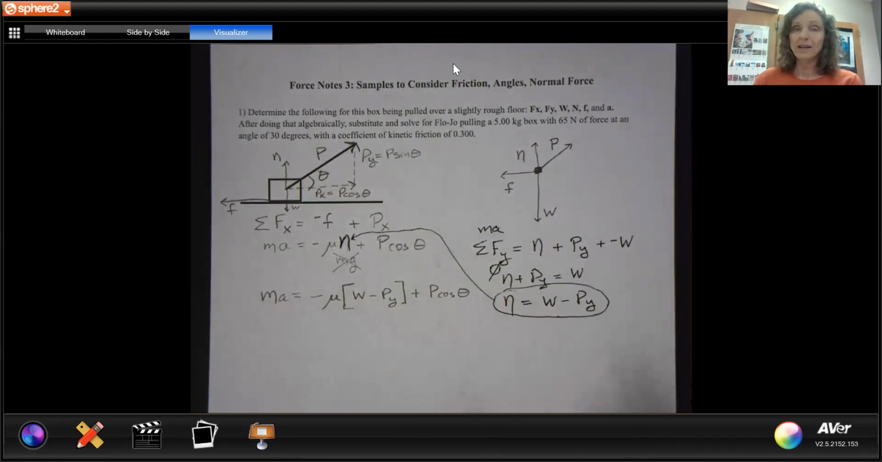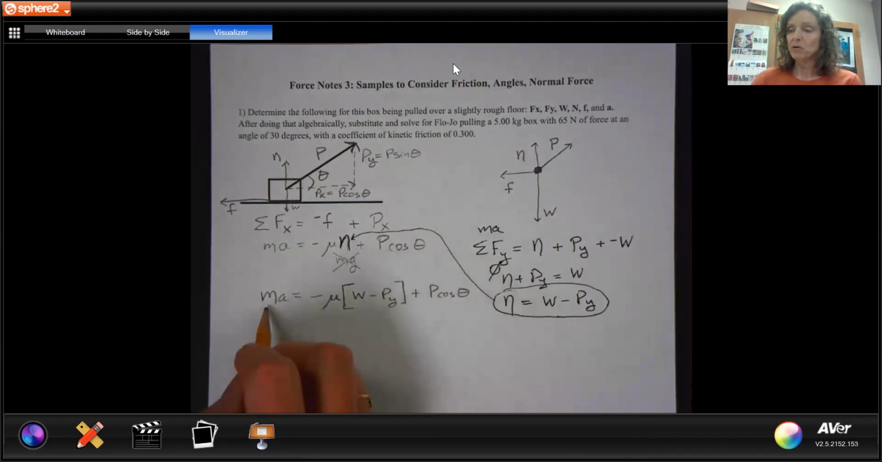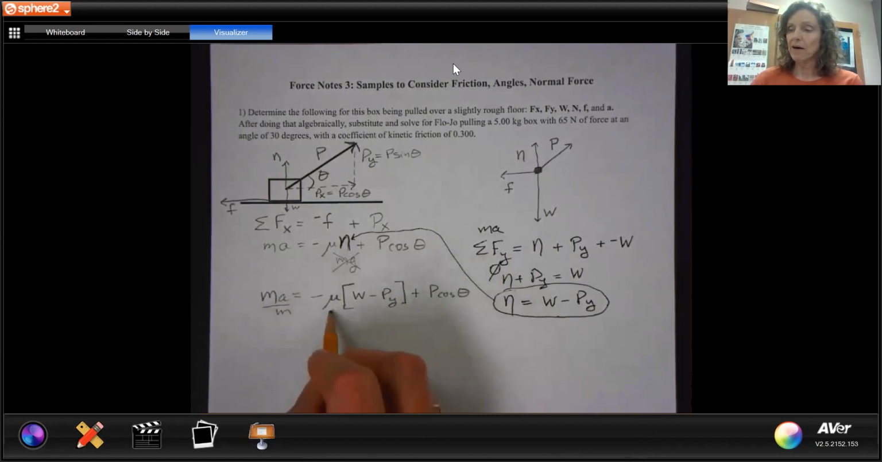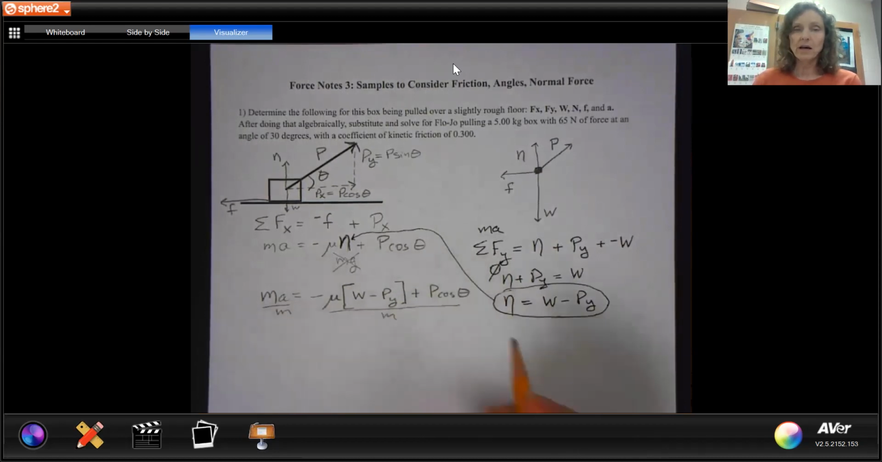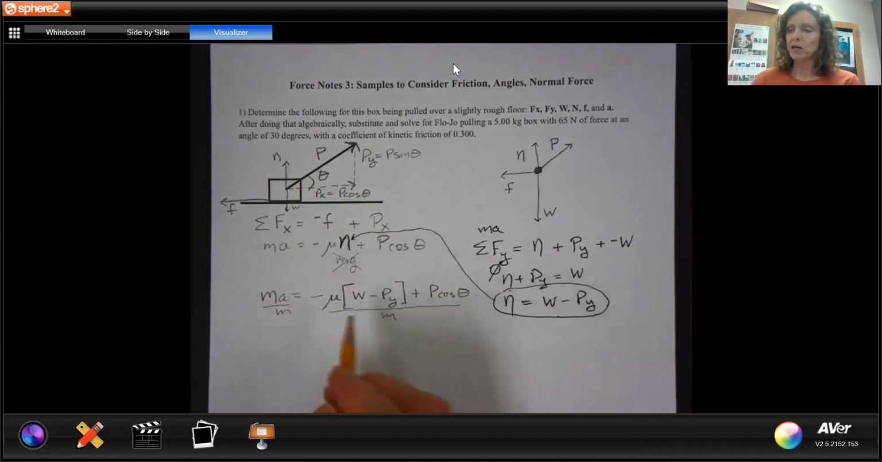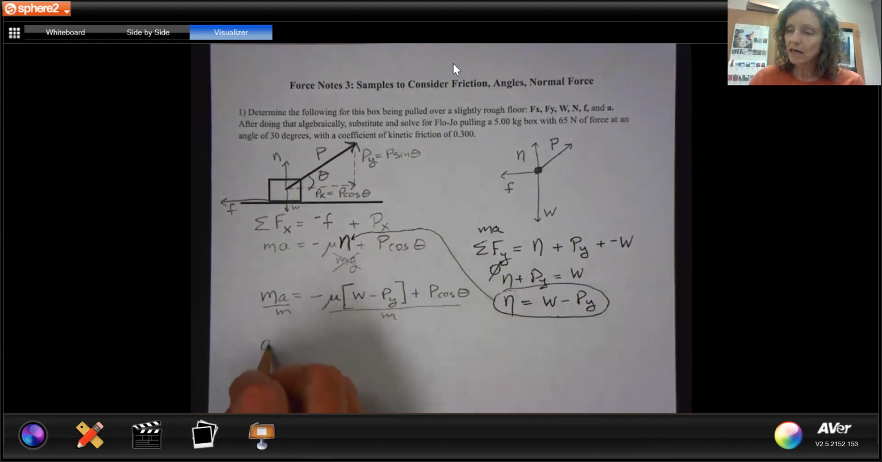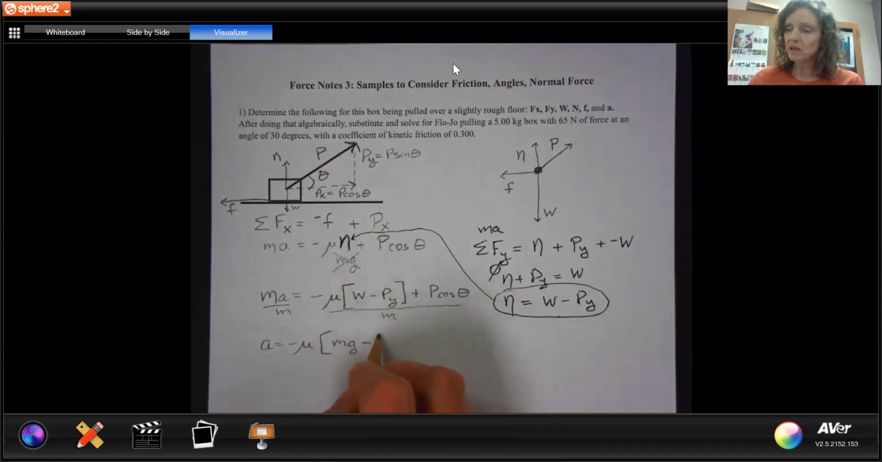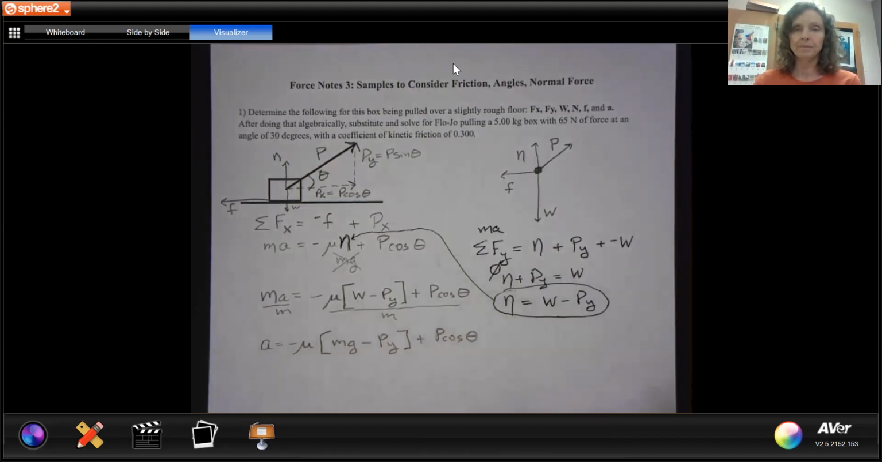Well, let's see. One of the things I would like to do is get acceleration, right? So I'm going to divide both sides by m, so I can do that now if I want to, and come up with an equation for acceleration. And I think I'll also put mg in right there. So let's see how this would look. A equals negative mu times my bracket, here's mg, minus py, close bracket, plus p cosine theta.